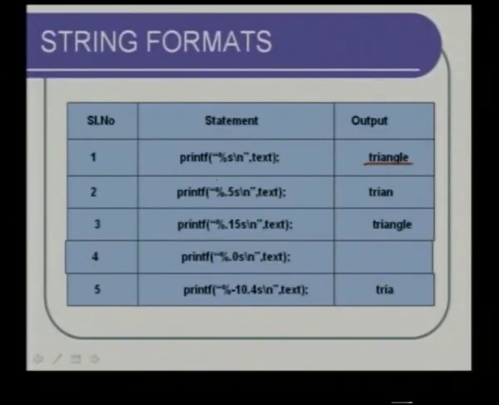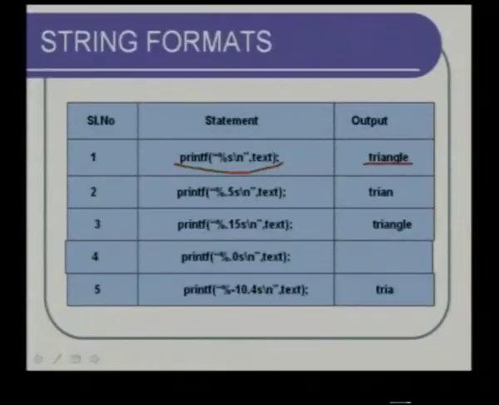Now, this text is nothing but triangle. So, this is the general format: printf %s and text, it will print the string. Now, these values like 0.5, 15, minus 10.4 are for printing certain characters alone from the string. Say the size of the string is 10, and I want only the first 4 or first 5 characters. In that case, I can use digits like this.